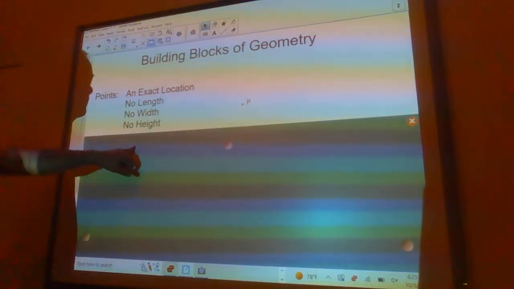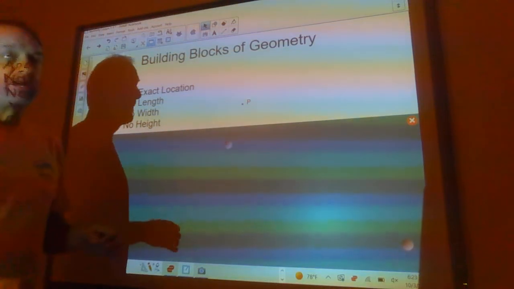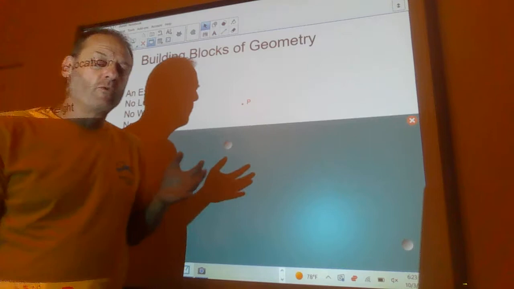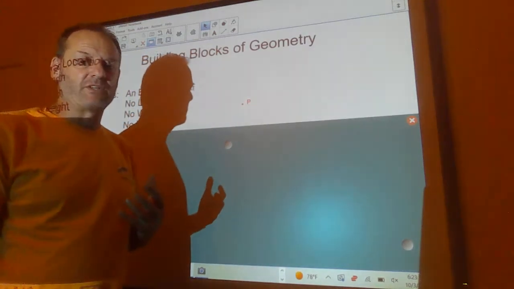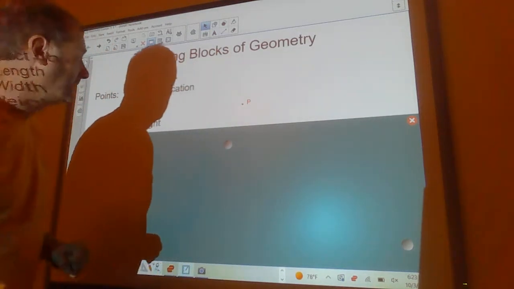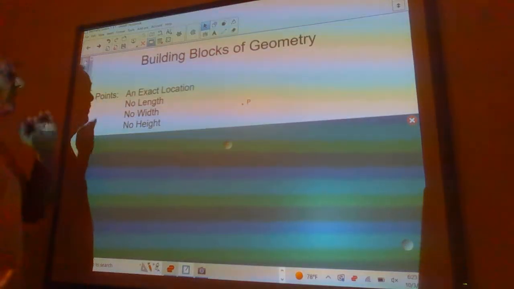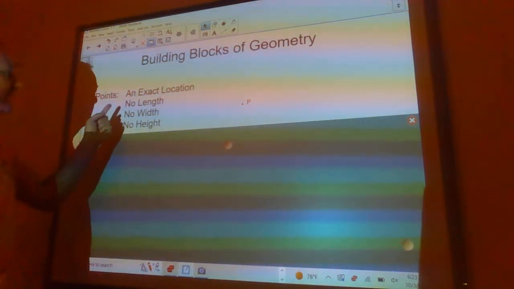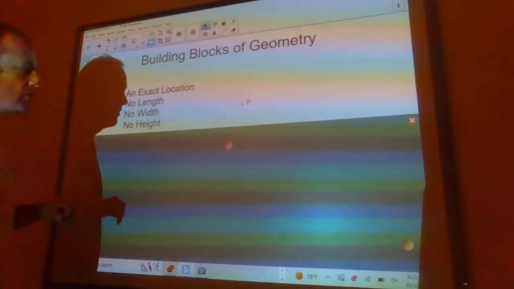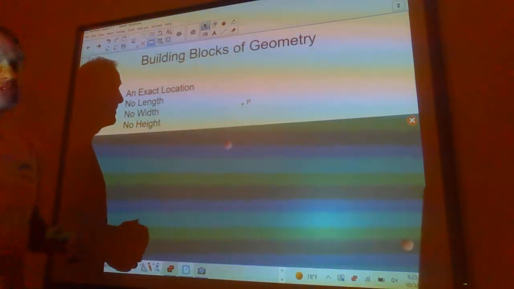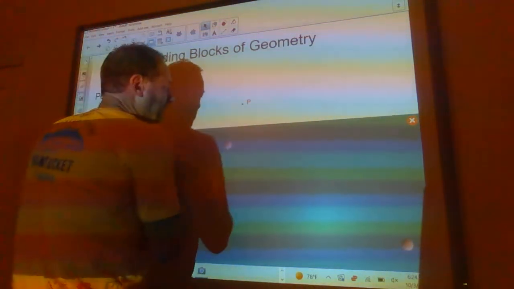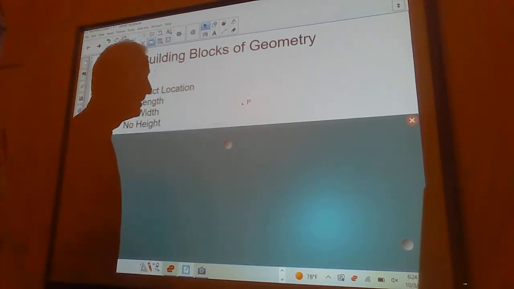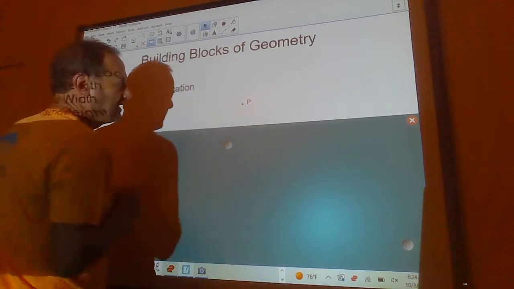Okay, so the first word that we need to know, and remember, especially in geometry, but in virtually every math, when you define a word, it has to be exactly defined. So a point is an exact location. It has no length, it has no width, it has no height. It has no size. It's just a single point. And we always label that with a capital letter. So in this case, right here, we have point P.